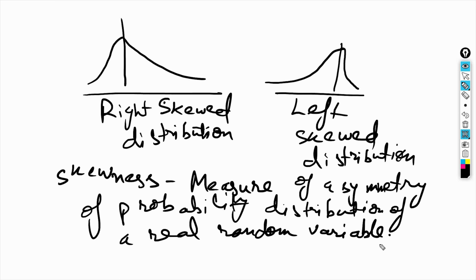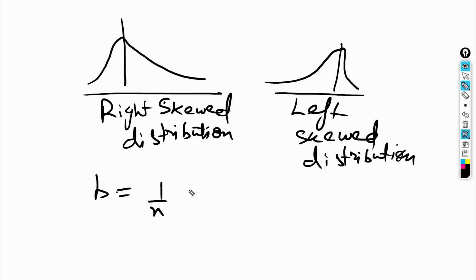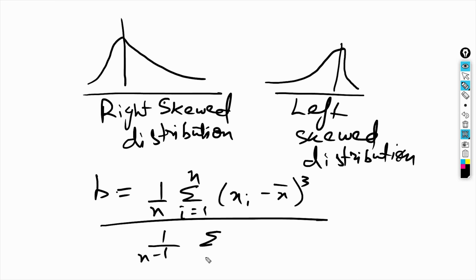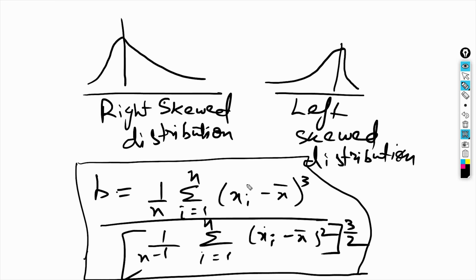Which I can also write in terms of equations for a given random variable: skewness equals 1 by n sigma from i equals 1 to n of (xi minus x bar), where x bar is the mean, upon (1 upon n minus 1 sigma from i equals 1 to n of (xi minus x bar) whole square), and this entire thing to the power 3 by 2. So this is an expression for skewness, right, in terms of equations for any random variable xi.